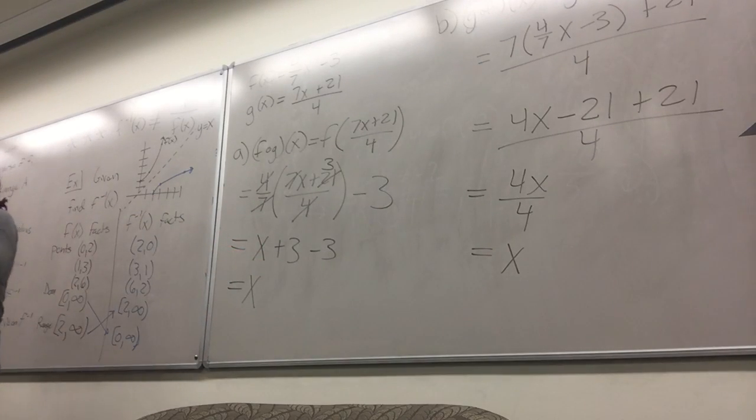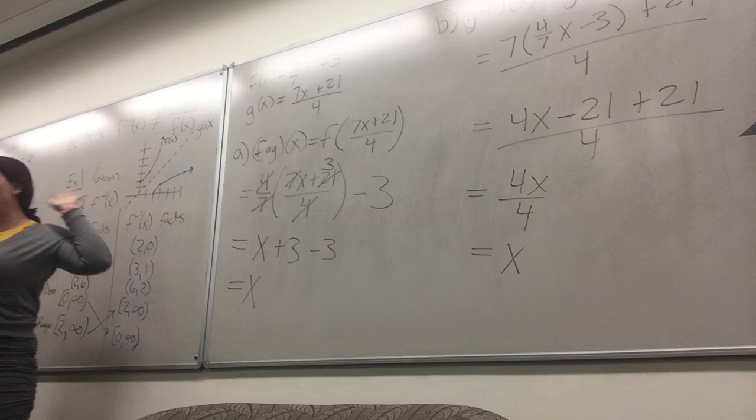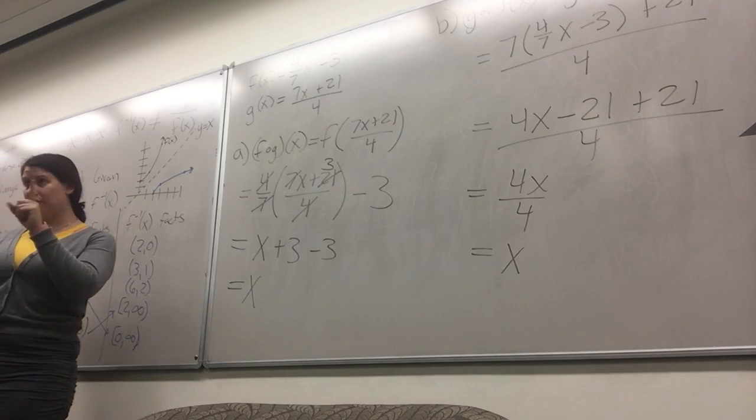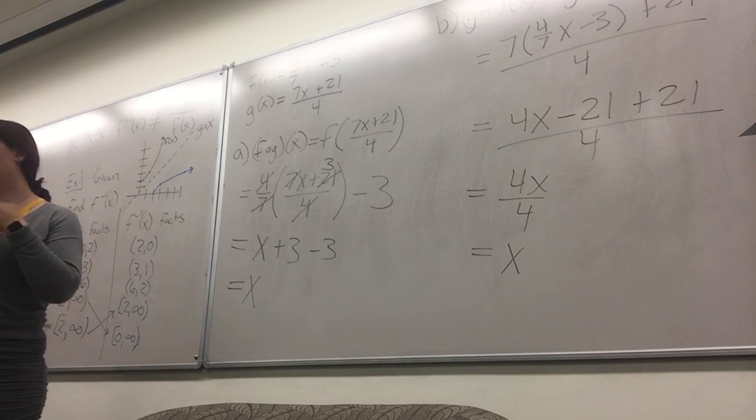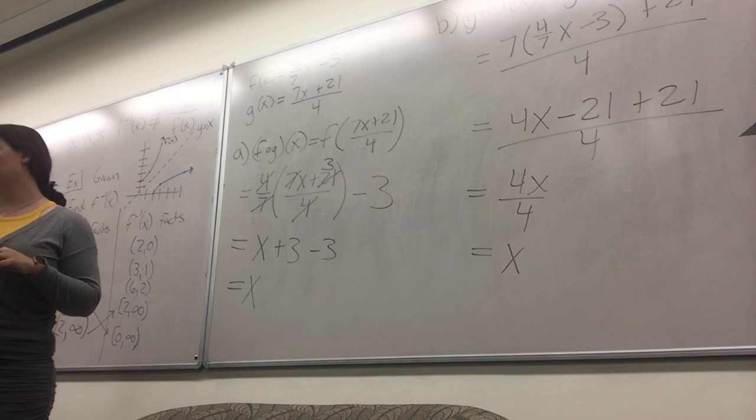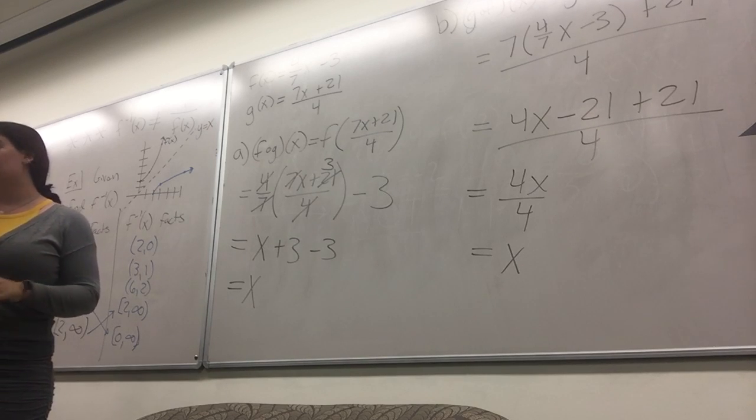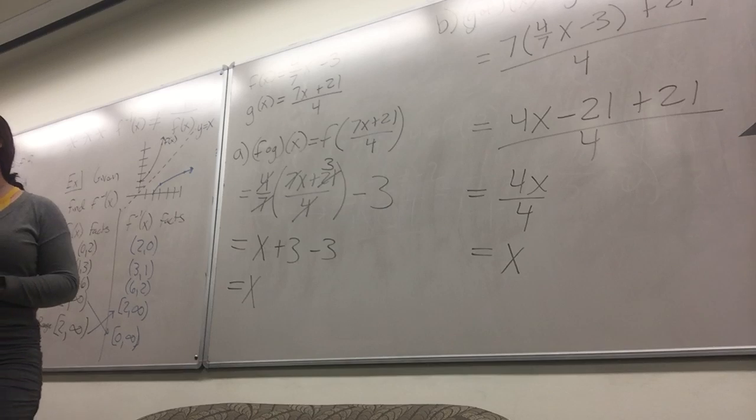Now, it has to be both ways. You have to get exactly x when you do f of g and g of f. If you get negative x or anything else, it's not an inverse. If we got negative x the first time, we can stop because we already know it's not the inverse. Doesn't matter what the other one gives us. If one of them doesn't give you x, done. I would check it just to make sure, right? But it just means they're not inverses.